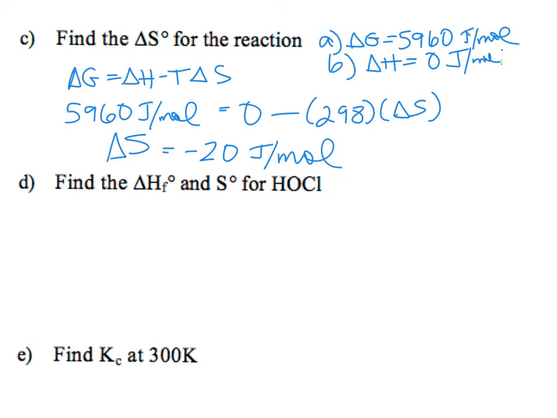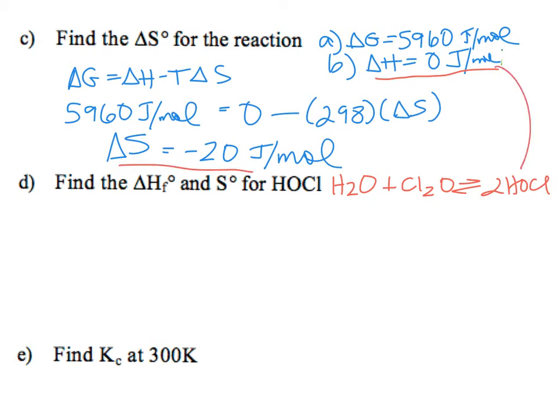The reaction, I'm just going to write it down again so we can see it, was water plus Cl2O makes 2 HOCl. So if you recall, we have a delta H and a delta S for that reaction. So what we can do is use Big Mama, putting an X in for the HOCl for both the delta H and delta S, and set it equal to the previously calculated delta H and delta S values.